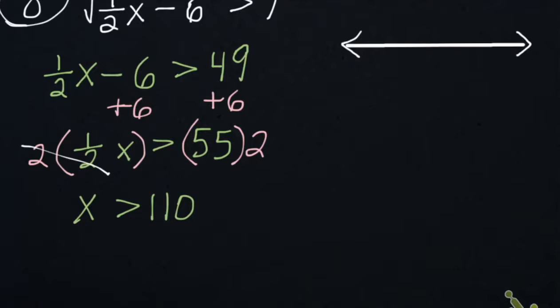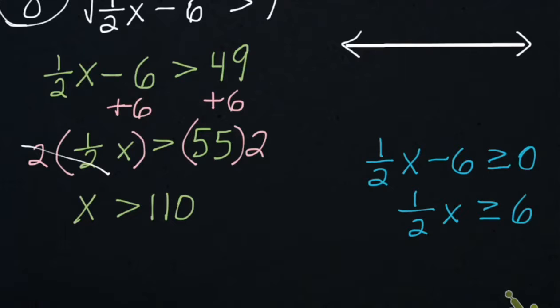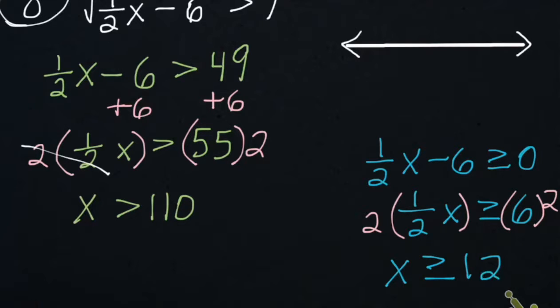Now, let's do the inside. What's inside? 1/2 x minus 6 greater than or equal to 0. We still add 6 to both sides. 1/2 x greater than or equal to 6. And yes, we do the exact same thing again. Multiply both sides by 2. The 1/2 and the 2 cancel, leaving just x, which is greater than or equal to 12. Now let's put it on the number line. 12 comes first because it's smaller. It gets a solid dot because it has the equal to.